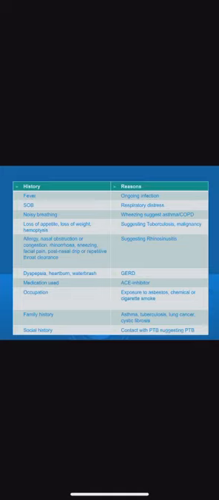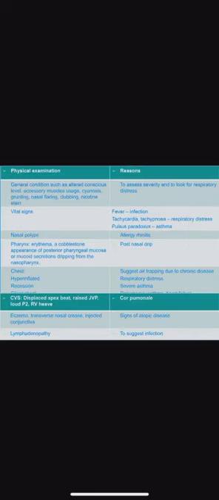Occupation is also important. The patient may be exposed to asbestos or chemicals or cigarette smoke. Family history gives a clue for asthma, TB, lung cancer. Social history is also suggestive for the cause of the cough.